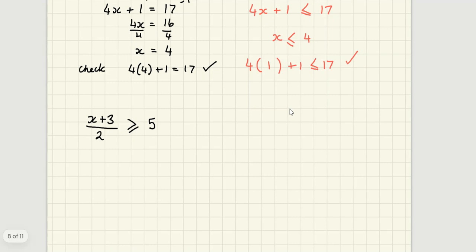Put your device down. You didn't take negative 3. Right, we can't minus 3 first. We need to times this by 2 first. So then we have x plus 3 is going to have to be greater than or equal to 10. Now we can take away 3. So x should be greater than or equal to 7.